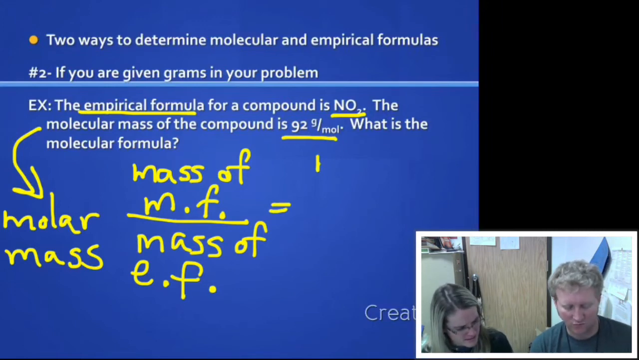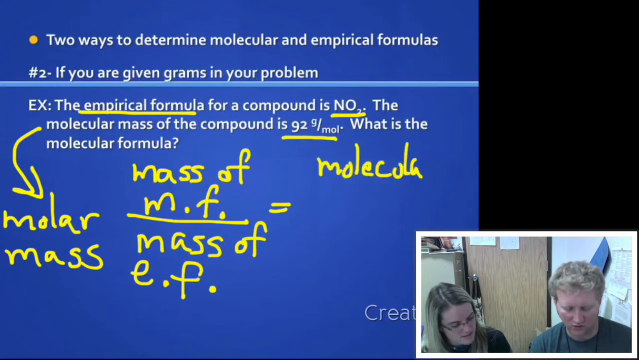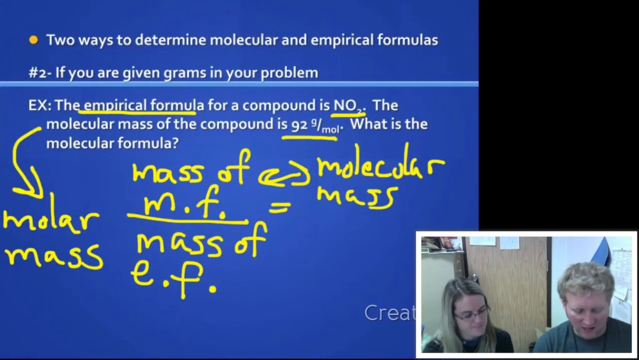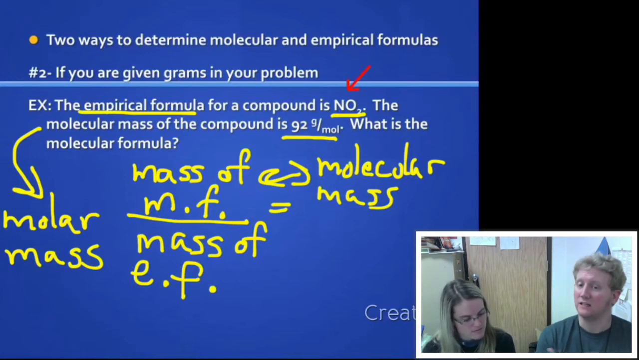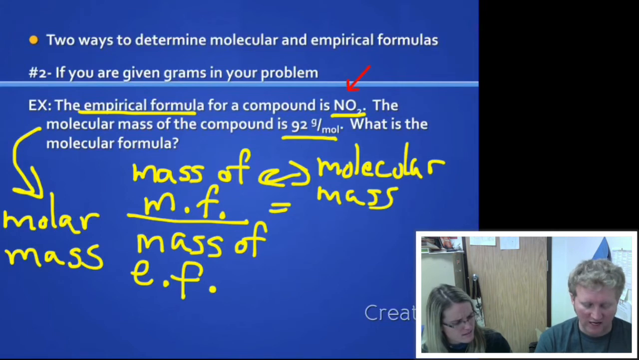So the molecular mass, these two up here would be the same thing. And then we've got the mass of our empirical formula. They didn't give it to us, but that's okay. We know how to figure it out. It's the same way as figuring out regular molar mass, from the periodic table.